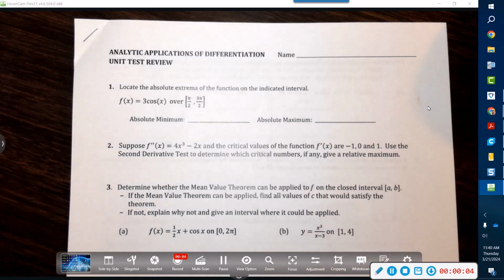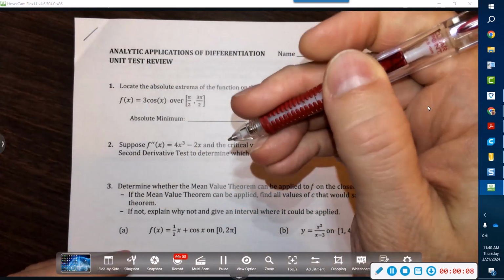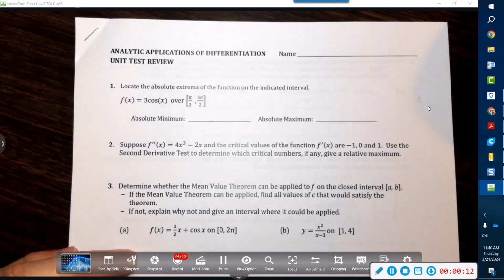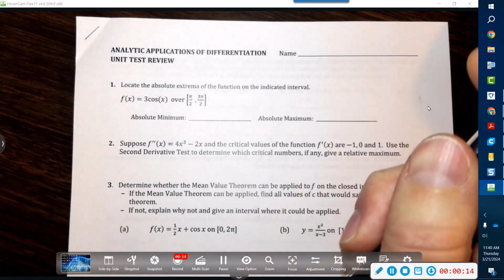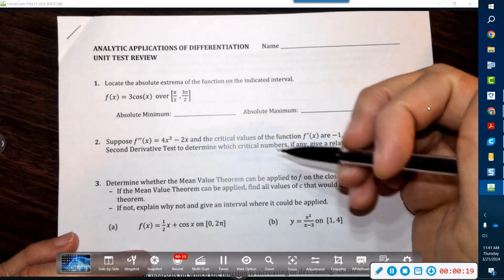Here we go. Oh yeah, we're gonna do this in pencil. All right, add a lead there. See if we can swing this. There we go. Okay, so we've got just looking for the absolute minimum, absolute max.